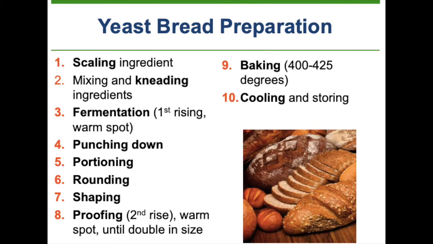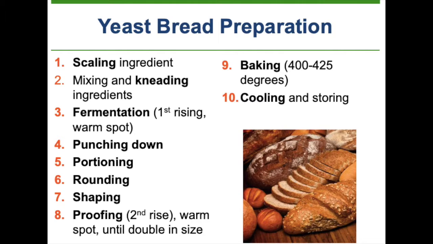Then you mix and knead your ingredients. Fermentation, okay, you do your first rising in a warm spot, which is called proofing. You put it in an oven that you probably turn the air off of. So you set it to like 200 degrees and then turn it off and then put it in there and shut it. That works to proof it at home.